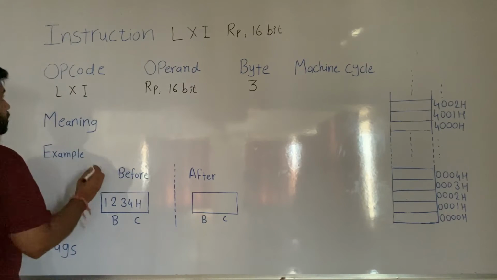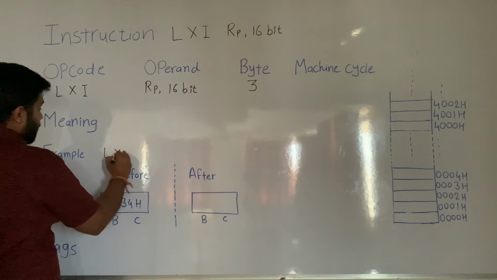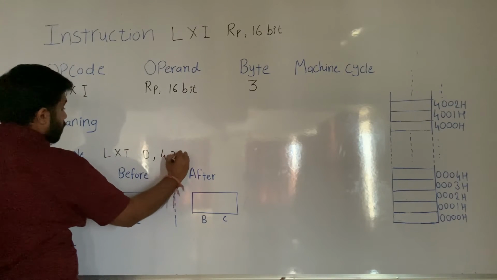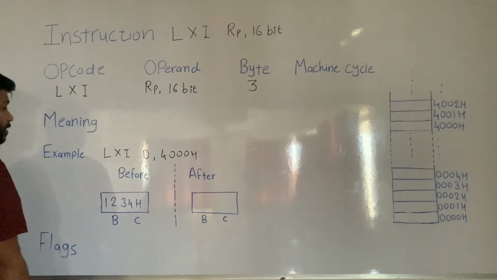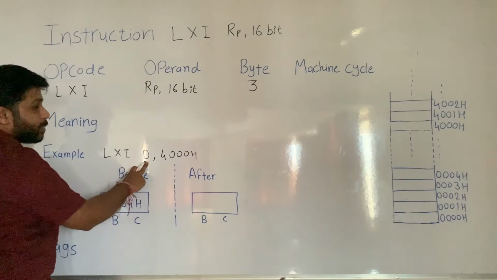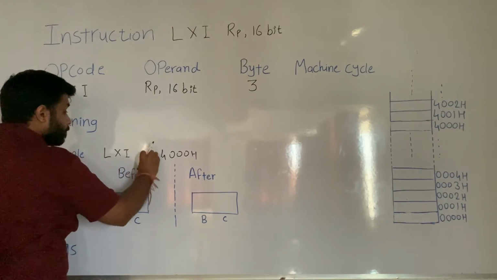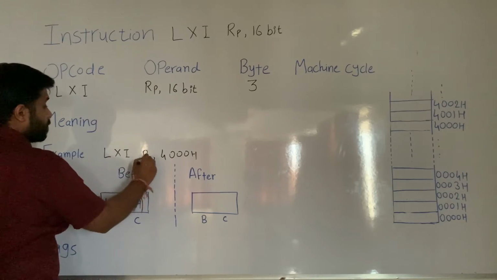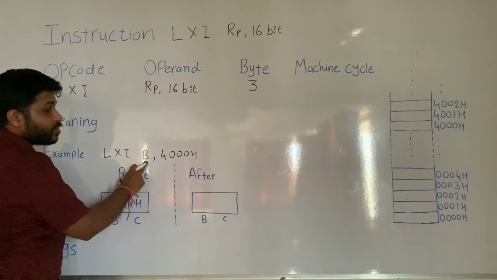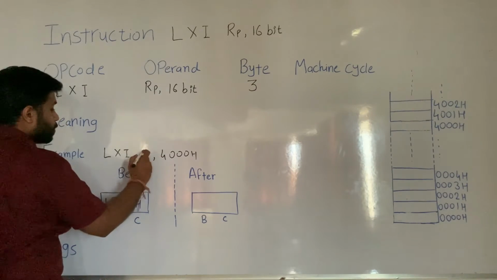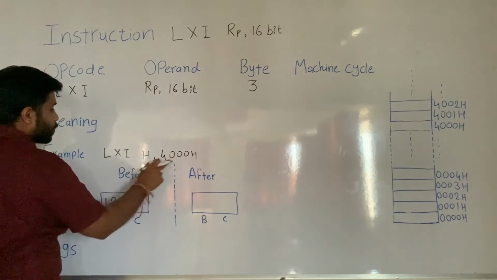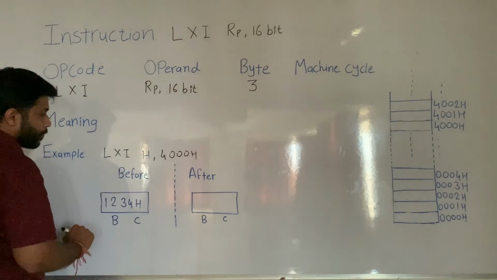Let's see one example. Suppose the example is LXI D, 4000H. It means load 4000H to the DE pair. Now if we put LXI B, 4000H, it means load 4000H to the BC register pair. You can also put LXI H, where H means the HL register pair.